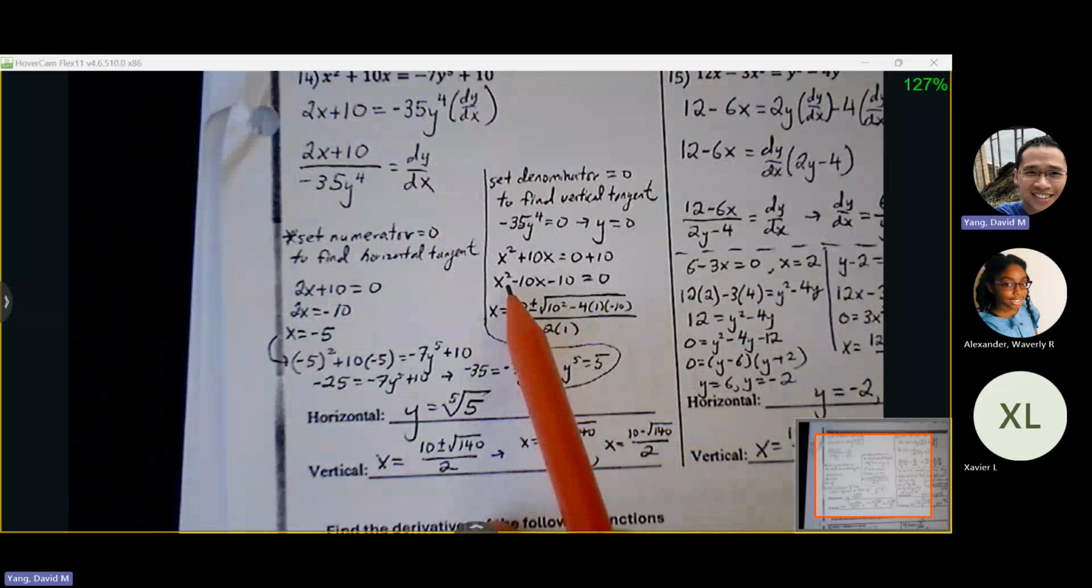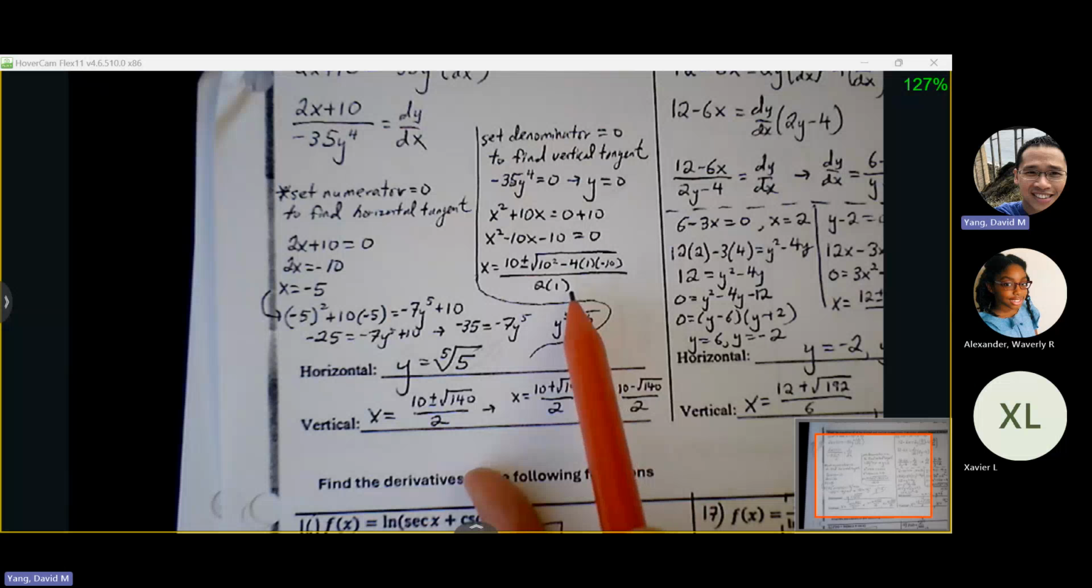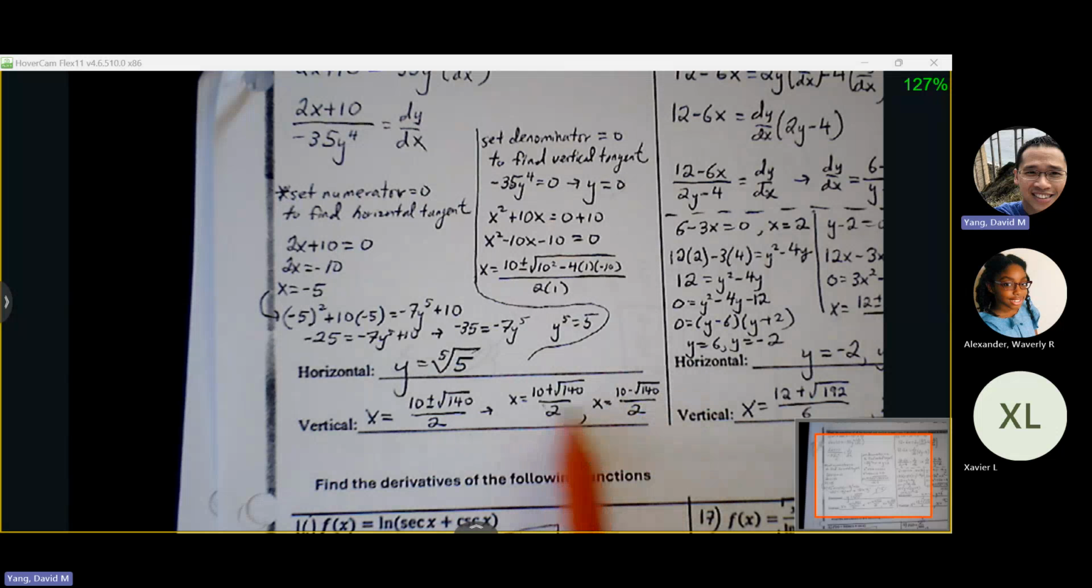So I'm going to go back to my original equation, plug in. But unfortunately, this ends up not factorable. So I have to go through a quadratic formula. And that's going to give me two messy decimal values. So x is equal to 10 plus root 140 over 2, and x equals 10 minus root 140 over 2. So there's actually two vertical tangents.